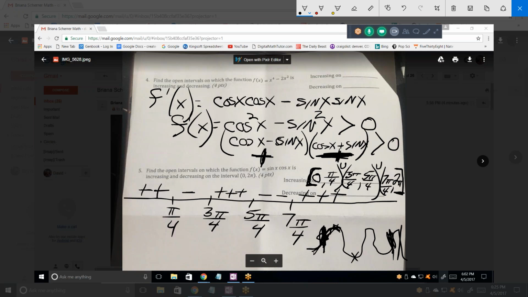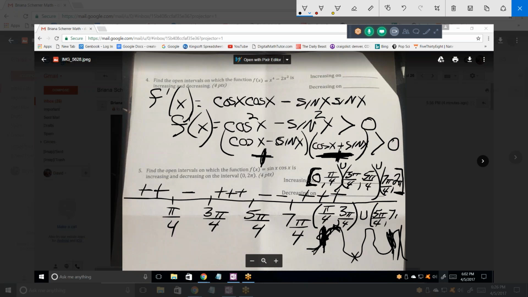Now, decreasing is not the same, is it? What's the answer for decreasing? Pi over 4. Parentheses or bracket? I think it would be parentheses. Correct. At pi over 4, we are neither increasing nor decreasing. To what? To 3 pi over 4. Parentheses or bracket? Parentheses. In union with? 5 pi over 4 to 7 pi over 4.